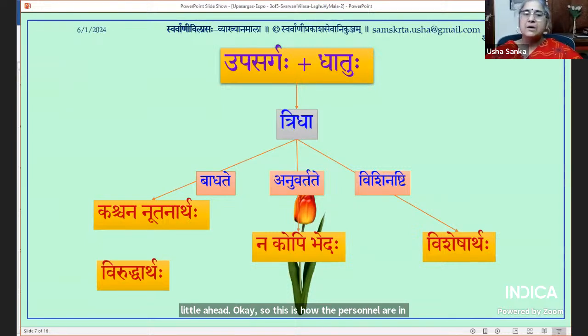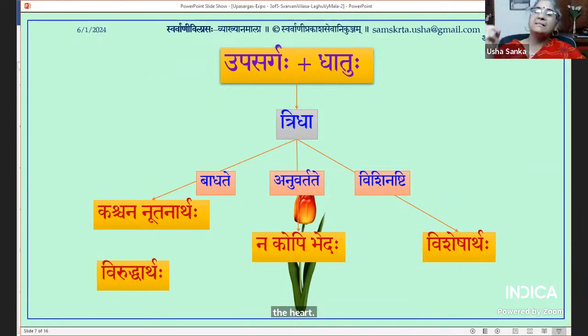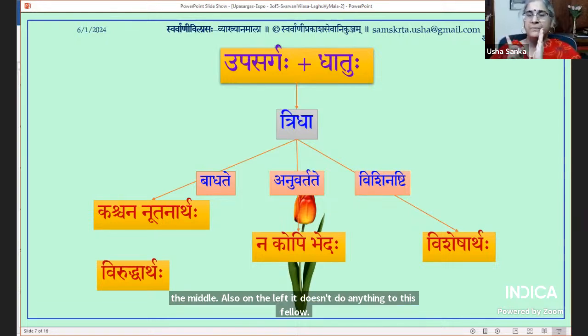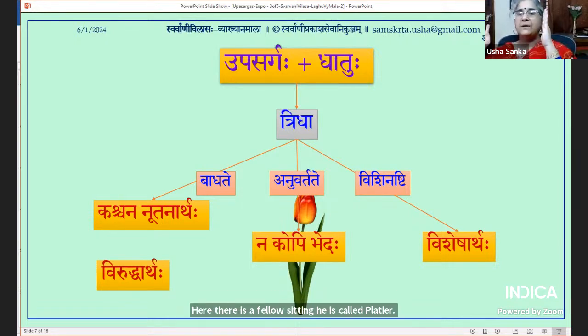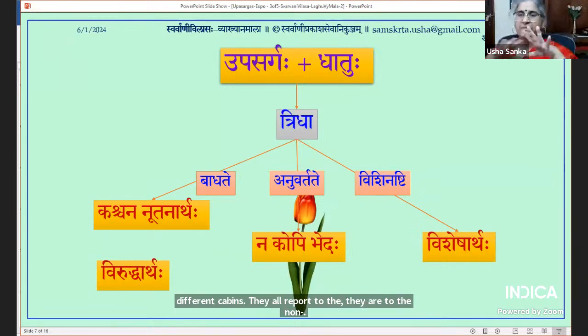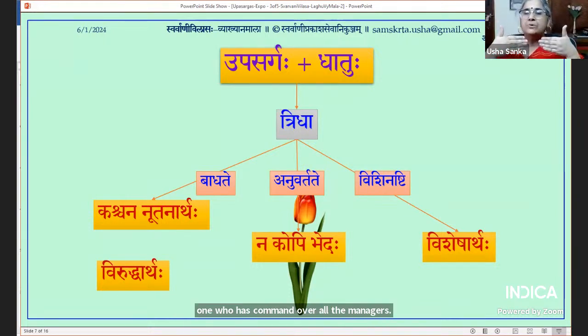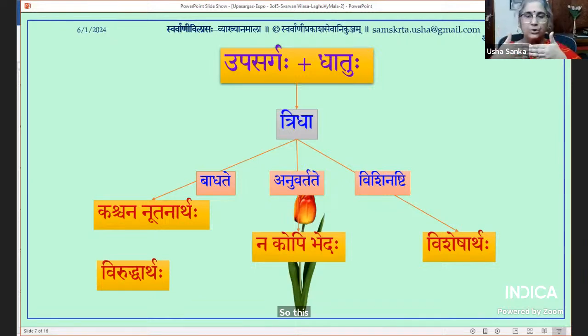They are very good partners. Upasarga doesn't affect the right side element of the dhatu. So the dhatu is in the middle, upasarga on the left. It doesn't do anything to the fellow on the right, who is called pratyaya. This fellow will not shake hands with that fellow. He has nothing to do with him. Only the dhatu is in between, and both communicate with the dhatu. There are two managers sitting in different cabins. They all report to the dhatu itself, like the general manager who has command over all the managers. So this pratyaya and this upasarga never meet each other. They have nothing to do with each other.